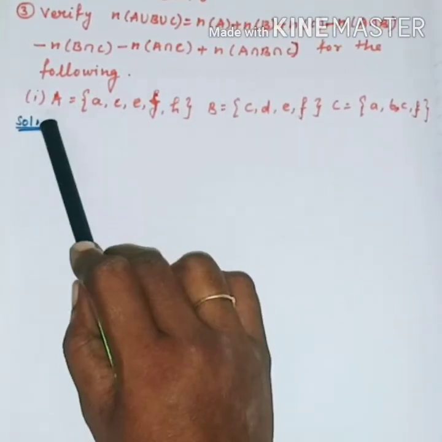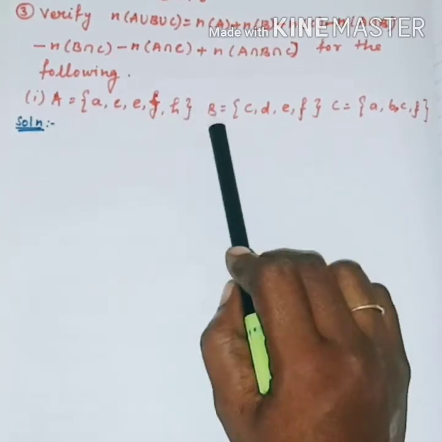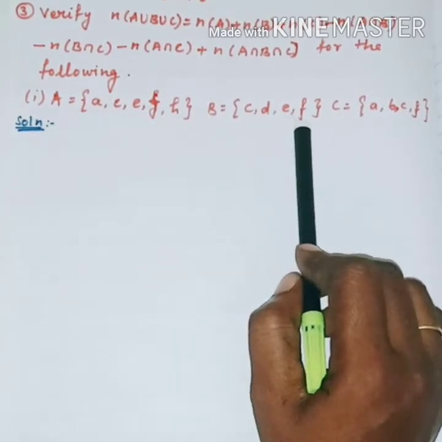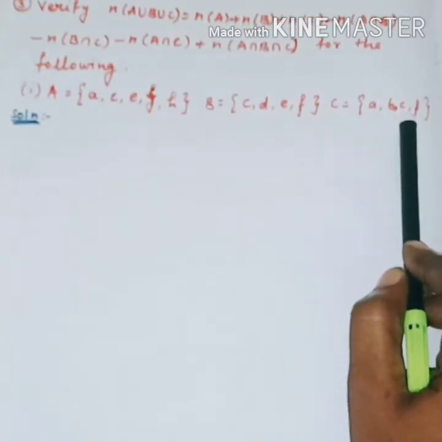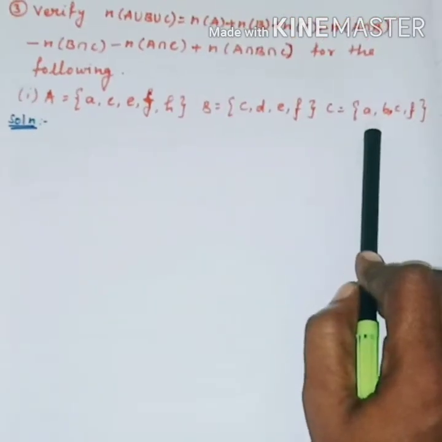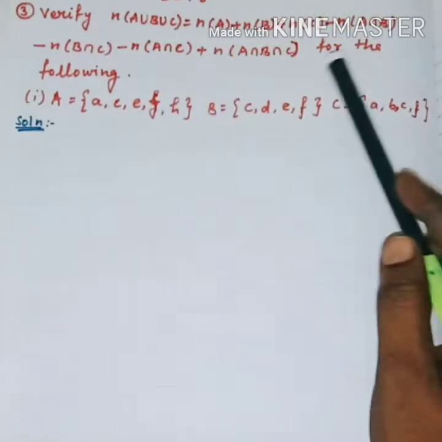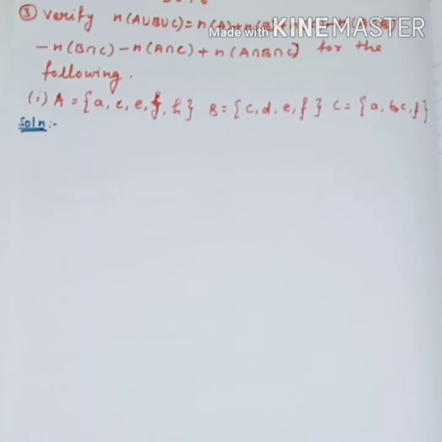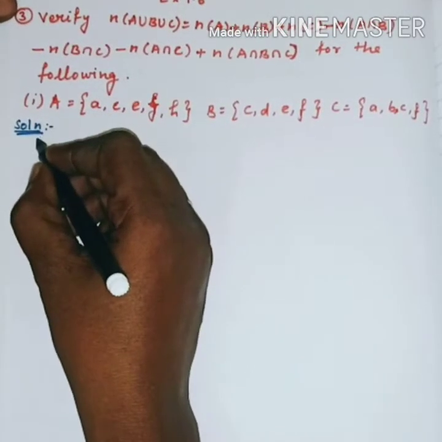Okay. So A is equal to {A, C, E, F, H}, B is equal to {C, D, E, F}, and C is equal to {A, B, C, F}. The sets A, B and C are given. We have to find the left hand side first and then the right hand side. We have to prove left hand side is equal to the right hand side.